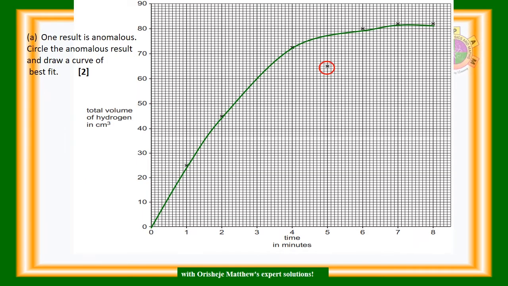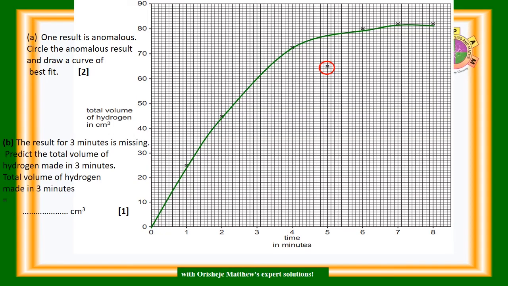6b. The result for 3 minutes is missing. Predict the total volume of hydrogen made in 3 minutes. From the horizontal time axis, when the time is 3 minutes, draw a blue vertical line until it intersects the curve. Then, from this point, trace a horizontal line to the volume axis. This shows that 60 cubic centimeters of hydrogen was collected after 3 minutes.